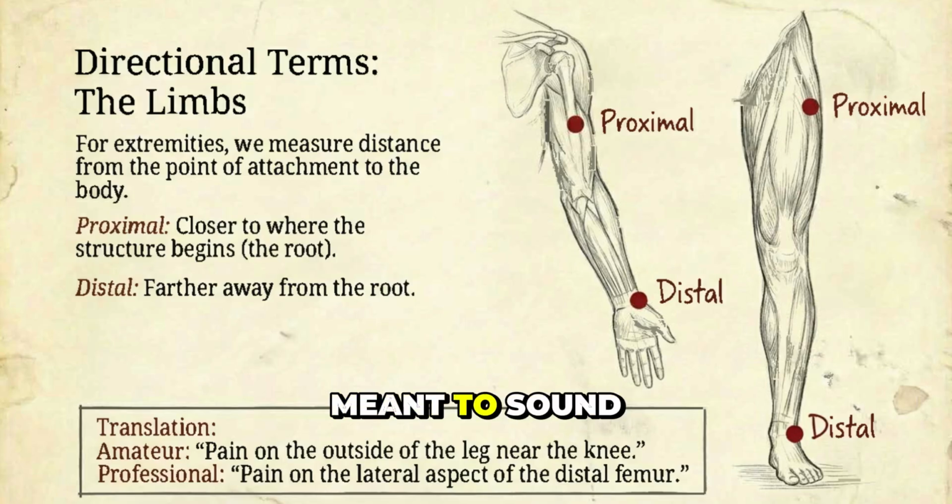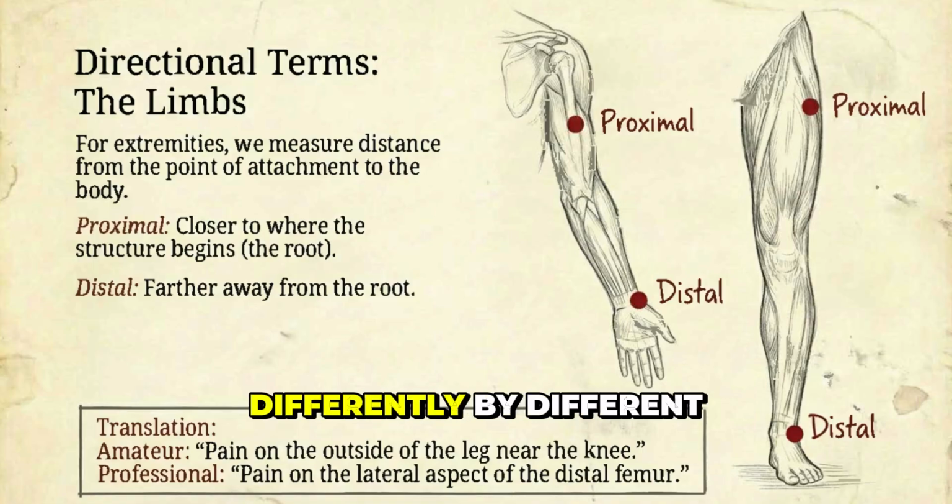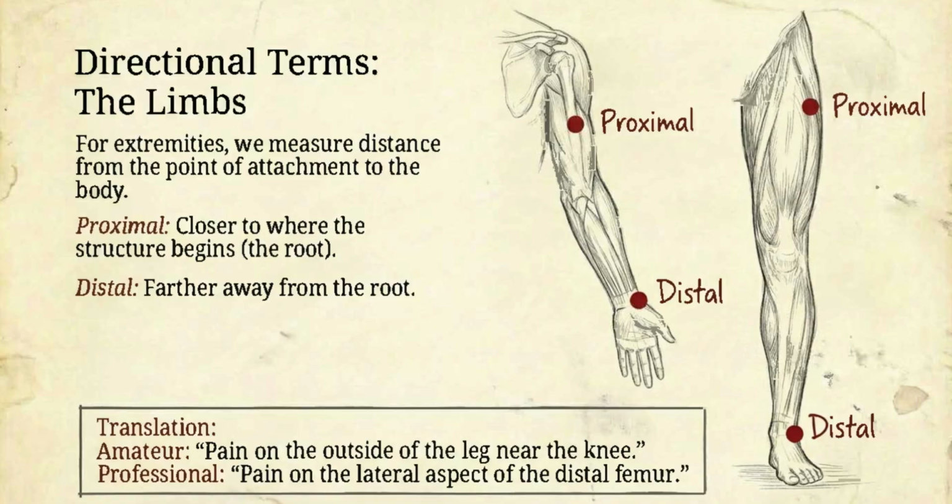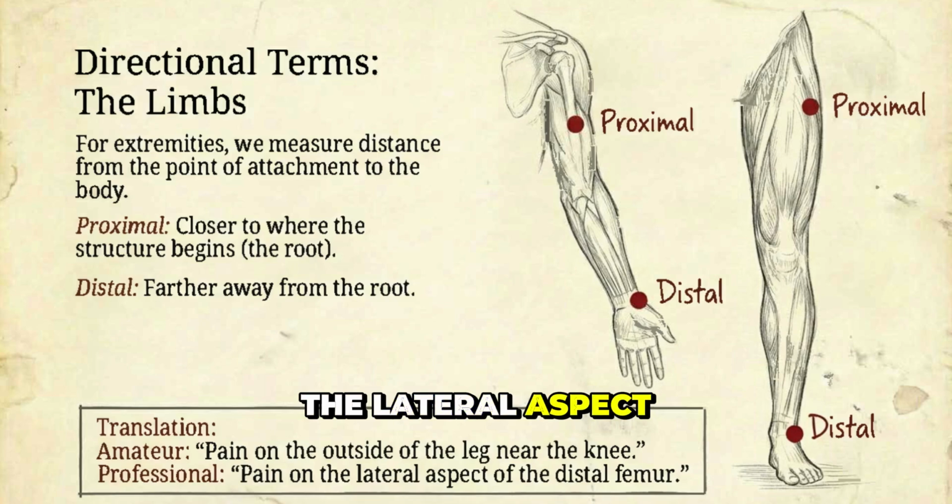These terms aren't meant to sound technical. They exist to be precise. Saying pain on the outside of the leg near the knee can be interpreted differently by different people. Saying pain on the lateral aspect of the distal femur is specific. In EMS, clarity matters more than sounding simple.